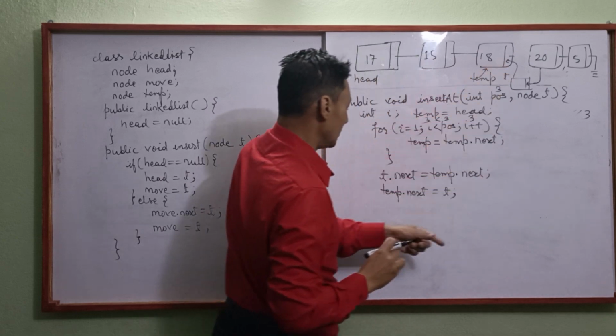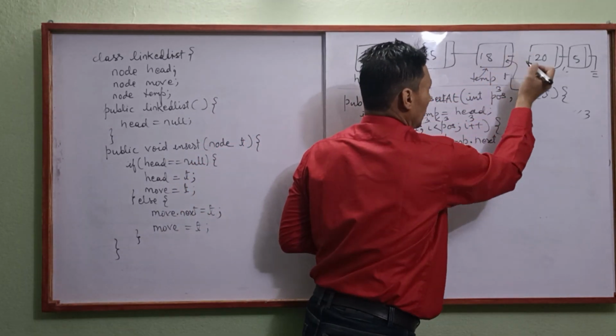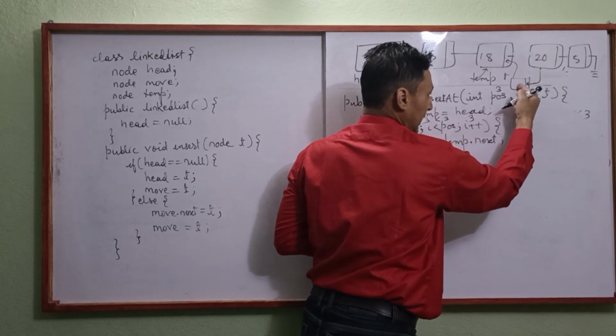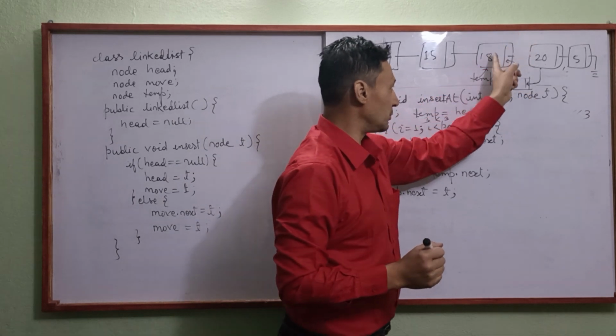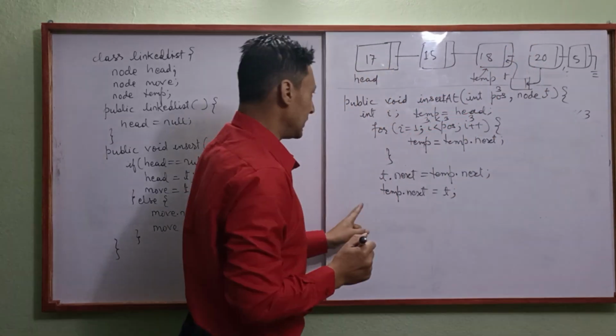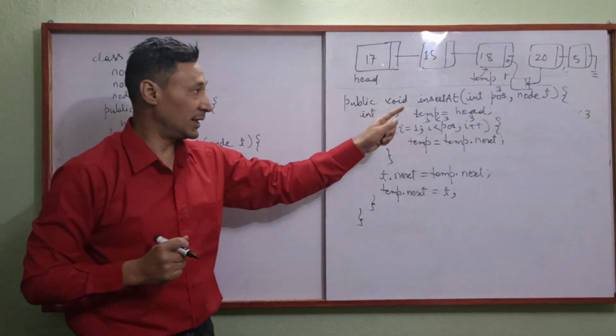Now in this way we are able to connect this t to the next of this node, and this node is connected to the next of this t. That means this new node will be inserted between 18 and 20, which means the third and fourth position. So in this way we can insert a new node after the given position.